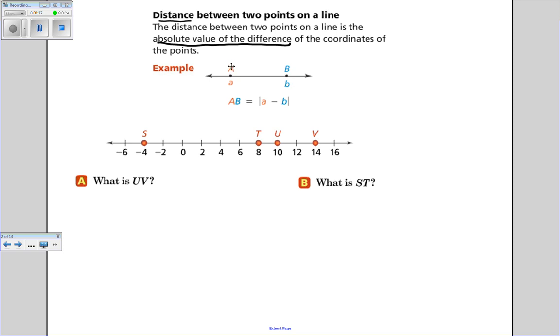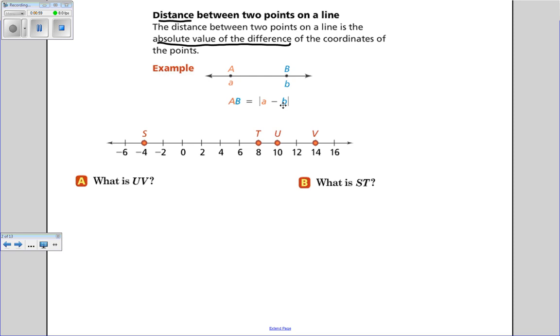Let's say if I'm at A and I need to get to B, it takes me 5 steps. Now, let's say I go backwards. If I go from B to A, is that going to take me a negative 5 steps? No, it's still going to take me 5 steps. So distance has to always be positive, not negative. So we need some absolute values so we know we're always positive.